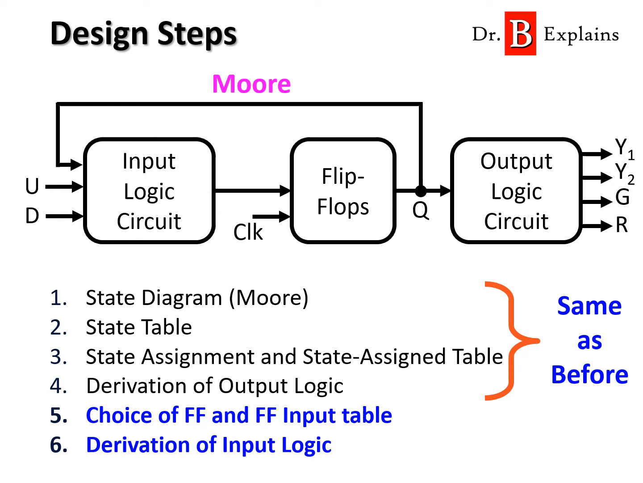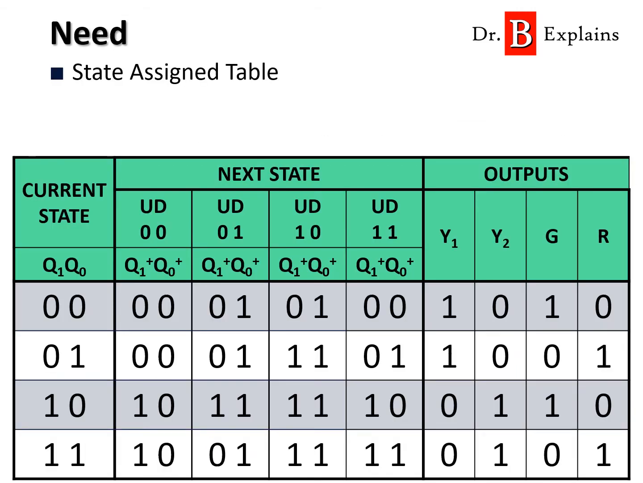The general structure of the FSM will be the same, except that the flip-flops in the middle are going to be JK. We do need the state assigned table. So in this problem, I just copied it from the last steps. We have the state assigned table, which tells us what? It tells us the next state for a given input combination.